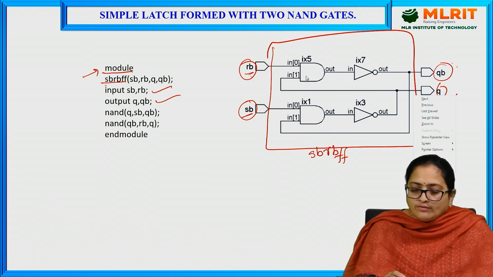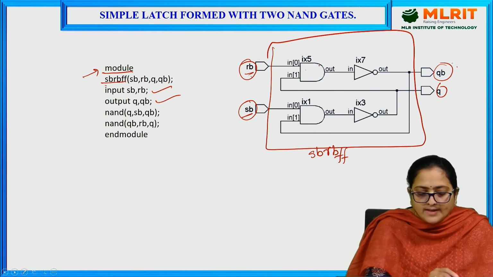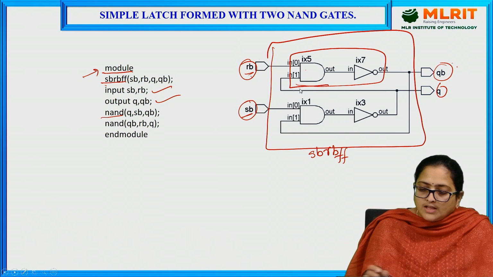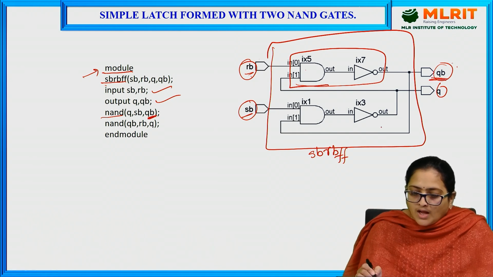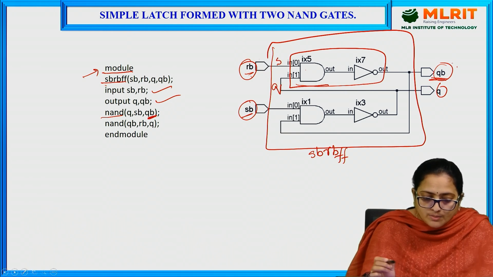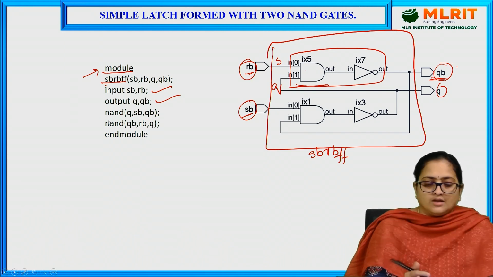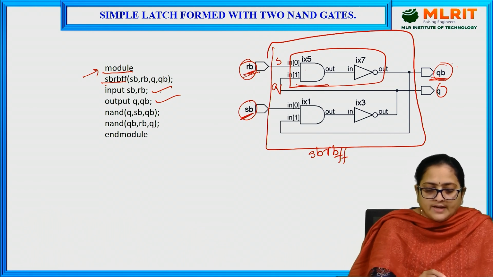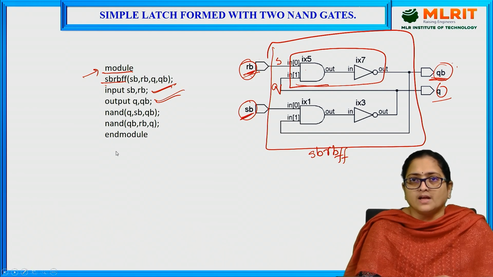Here, instead of taking AND and NOT separately, I am considering this as a NAND gate. For this NAND gate, the output is given with Q bar, and inputs are given with Q and RB. So here inputs are SB and RB, outputs are Q and QB. Declare the inputs and outputs.